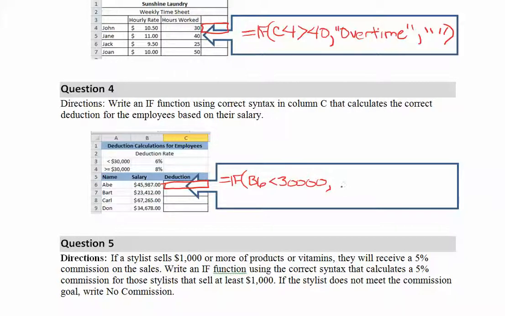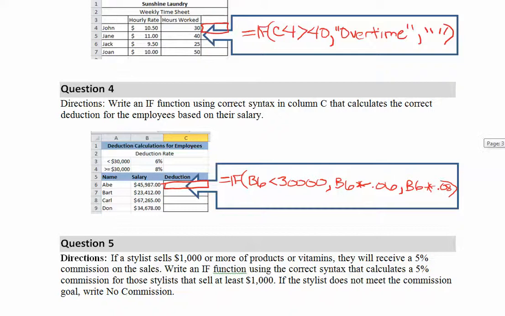we want to calculate their deduction by multiplying their salary, which is B6, by 6%. Now we actually could put in cell B3 there if we wanted to do that, but we're gonna write it out the old-fashioned way. So if it's less than $30,000, we want to multiply our salary by 6%. Otherwise, we want to multiply our salary by 8%. So the by 8% is what if it's false. Okay, so that's question 4.